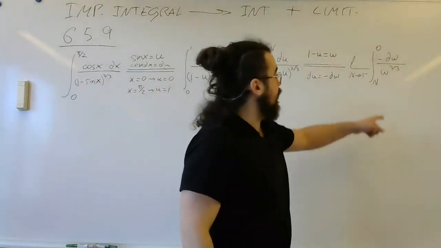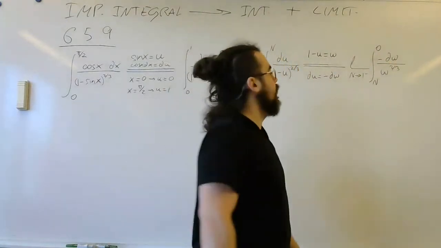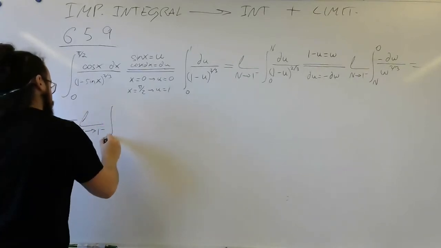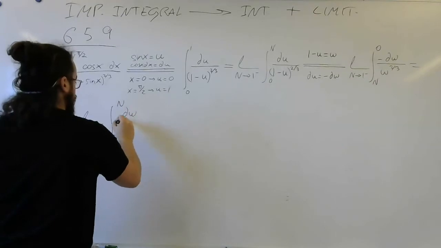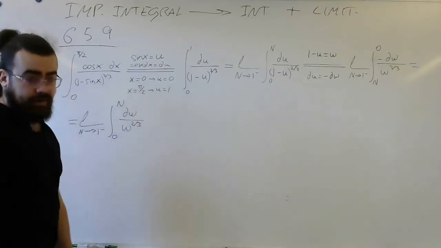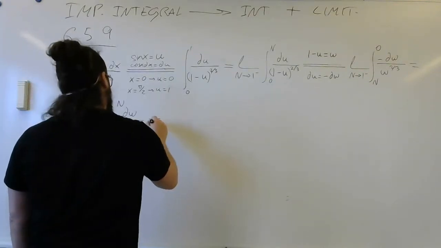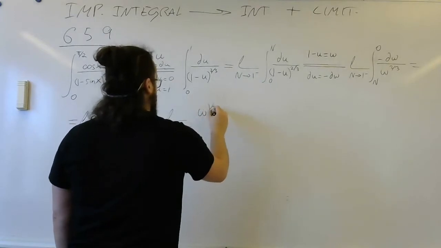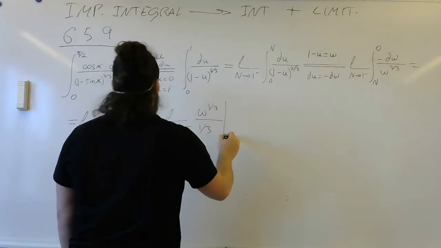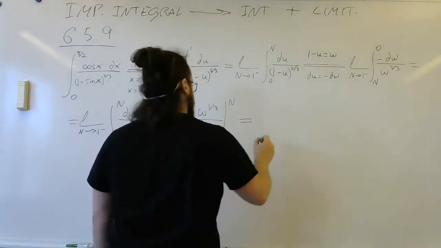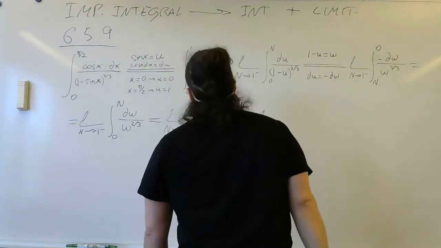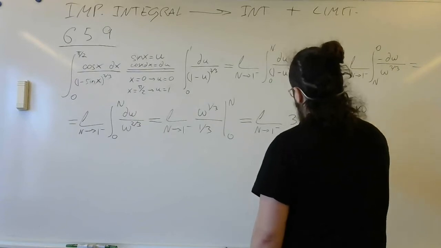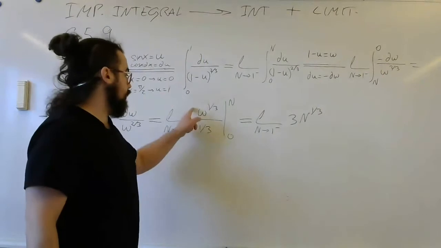Right? What's the magic here? The magic here is that this minus allows us to flip the limits around. So this thing is still working. So let's see what happens here. This is the limit when n tends to 1 minus of w to the power 1/3 over 1/3 between 0 and n. That thing right there, because the term in 0 is 0.